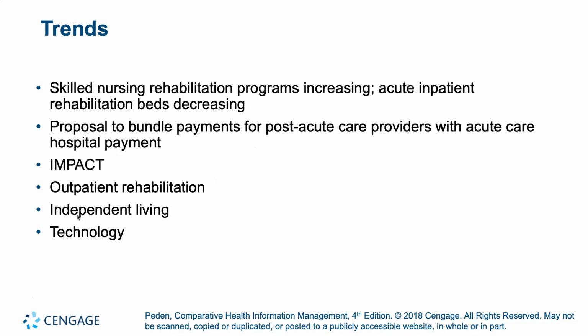Trends. Skilled nursing rehab programs continue to increase. We talked about that last week with long-term care and how there's an increased need for long-term care. Well, rehab in the long-term care setting is also increasing as well. Acute inpatient rehab beds are decreasing, but they're still there and available for traumatic injury type patients and those types of things.